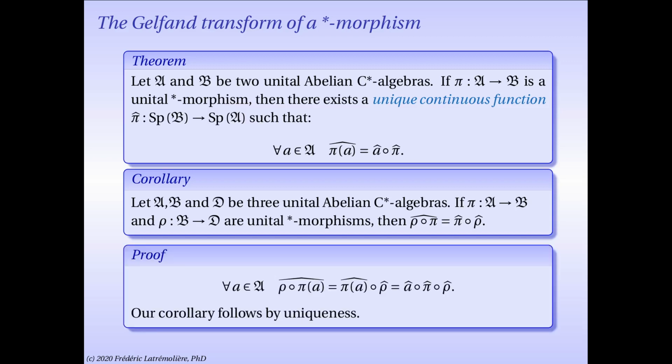The proof simply consists in checking that this Gelfand transform of pi composed with the Gelfand transform of rho satisfies the desired equality stated in my theorem, because by uniqueness then we will conclude the stated identity. That's just a simple quick calculation.